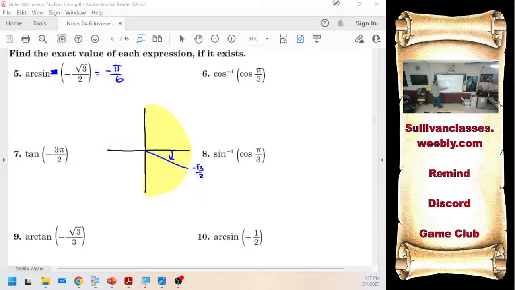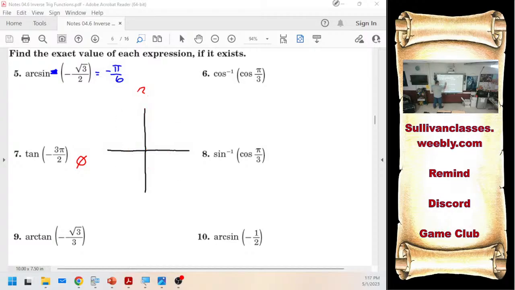Next one, tangent of -3 pi over 2. They're just messing with me now, because that isn't arctangent. It's plain old tangent. So go 1 pi over 2, 2 pi over 2, 3 pi over 2. What's the tangent value at -3 pi over 2? Undefined. Yeah, just undefined. Because it's 1 divided by 0, can't do that.